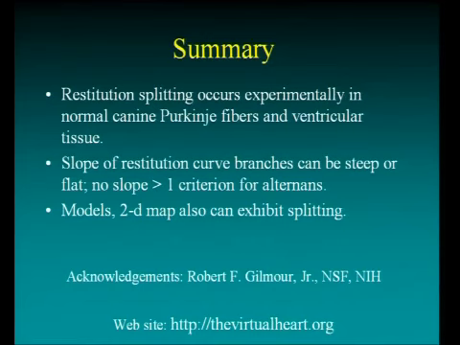We found it both in normal Purkinje fiber cells and ventricular tissue as well. And the slope of the branches of these restitution curves no longer has any type of restriction in terms of the slope function, which has also been known because there are a lot of other effects, electrotonic and memory effects, that can also alter this slope greater than one criterion. But this is yet another way in which the slope is not necessarily the sole criterion of interest. And we've been able to see the splitting in a two-dimensional map as well as in more physiologically detailed models.